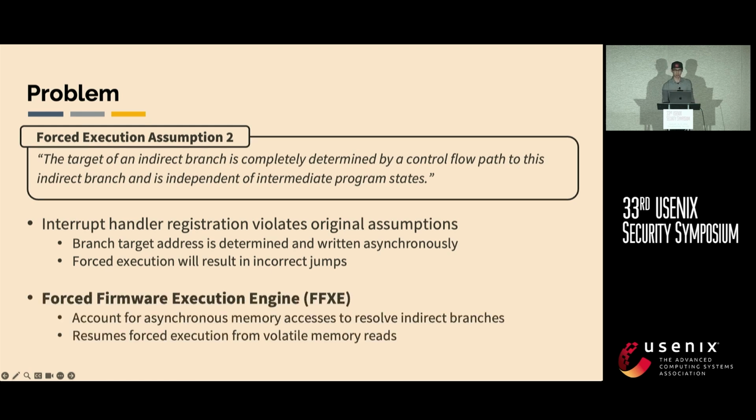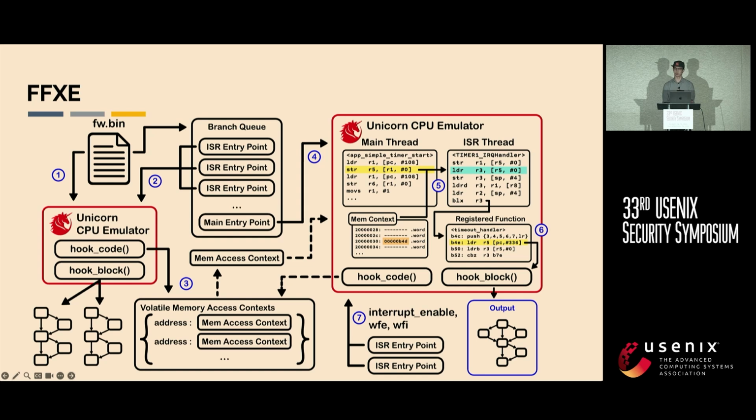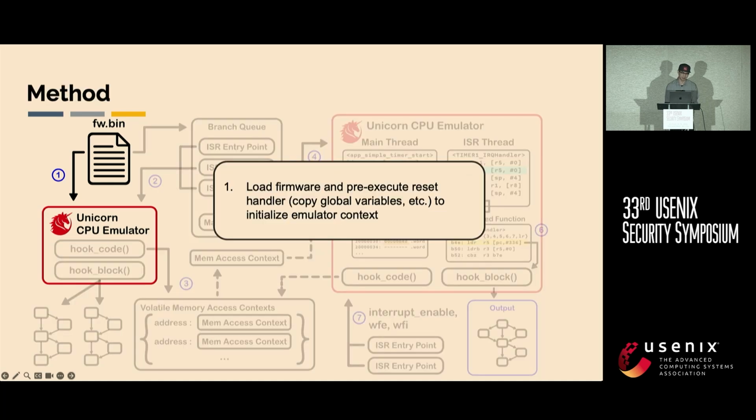So we implemented the Forced Firmware Execution Engine, which tries to resolve this by accounting for these asynchronous memory accesses, and basically just tries to resume forced execution from volatile memory reads. So this is the kind of algorithm at a high level. It looks a little weird, but we're going to step through it.